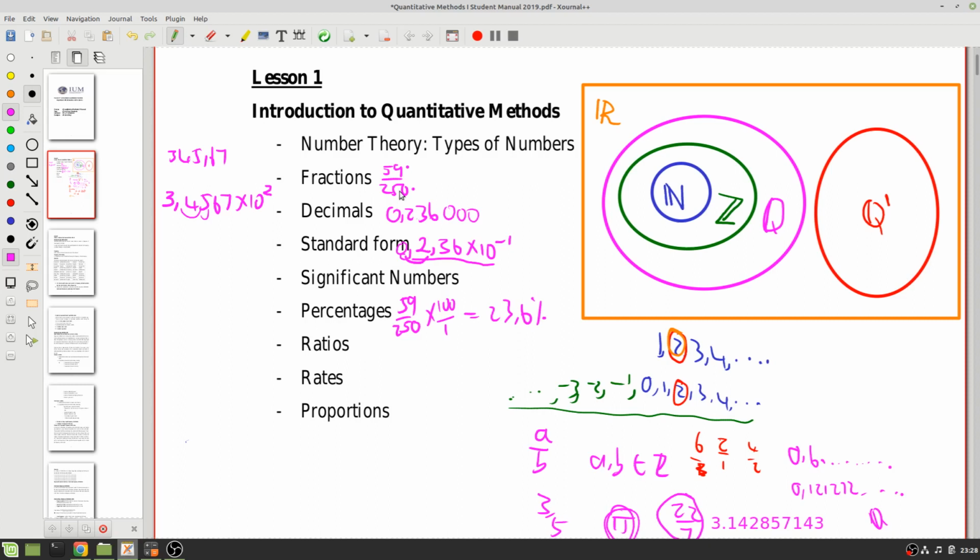A ratio. We can do the same thing here. This could mean something like the ratio of liters to kilometers in your car. So you get 59 liters to 250 kilometers. For a rate, you can say the same thing. You can say you get 59 liters per 250 kilometers. And proportion is pretty much the same. These three things, no real difference in what they mean. These are just nuanced differences.